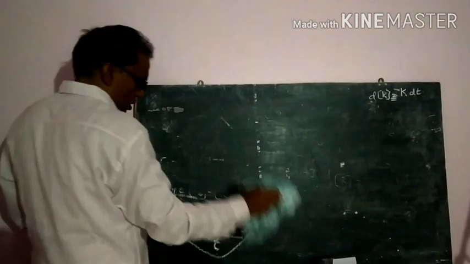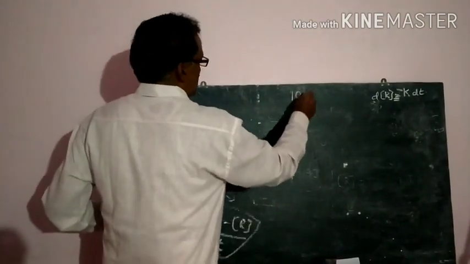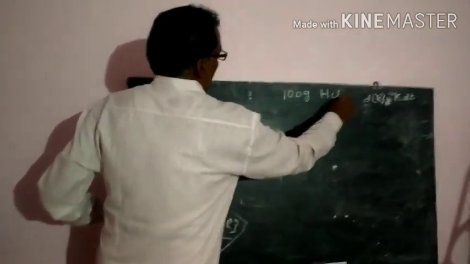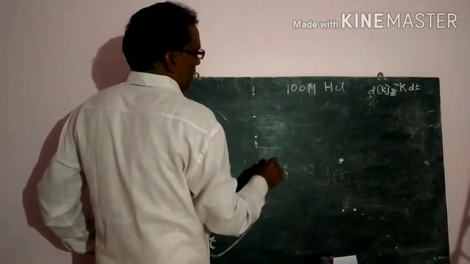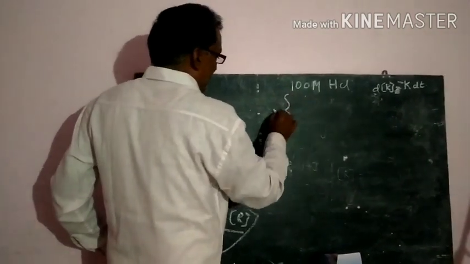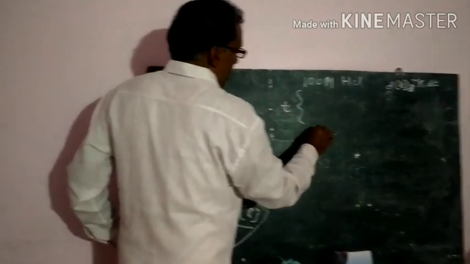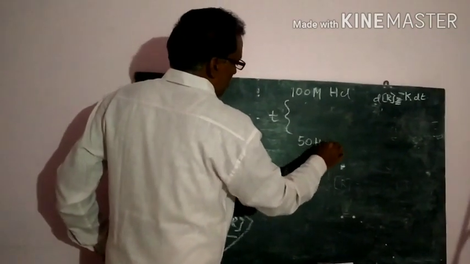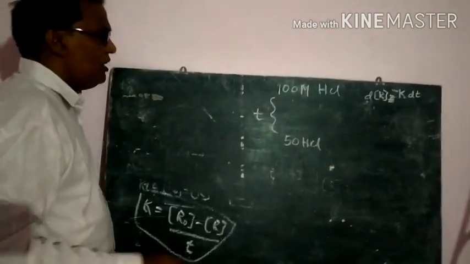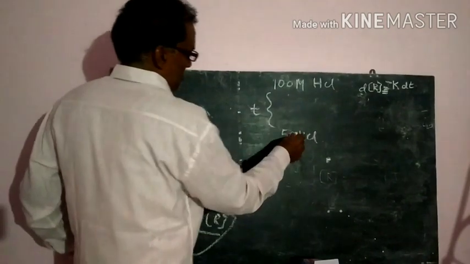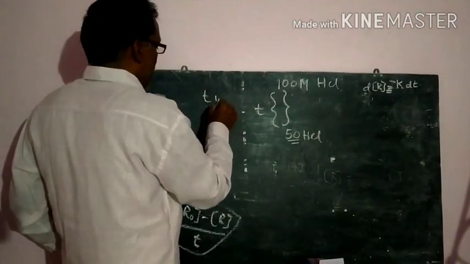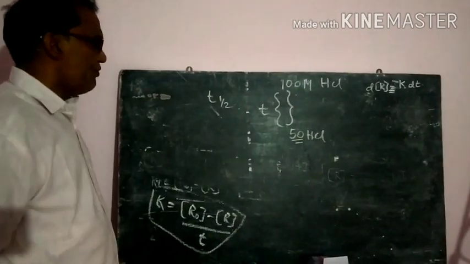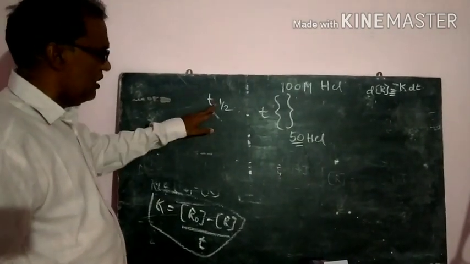Suppose we have taken a concentration of 100 grams of HCl, in moles per liter. How much time will it take to become half of the original concentration, half of the original value? That time we will call the half-life time period, or half-life, or half time, T half. We will write down T half.